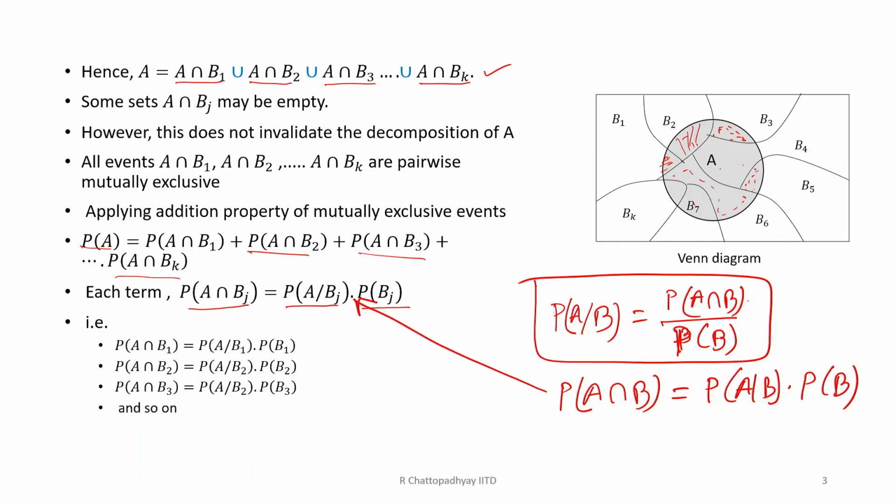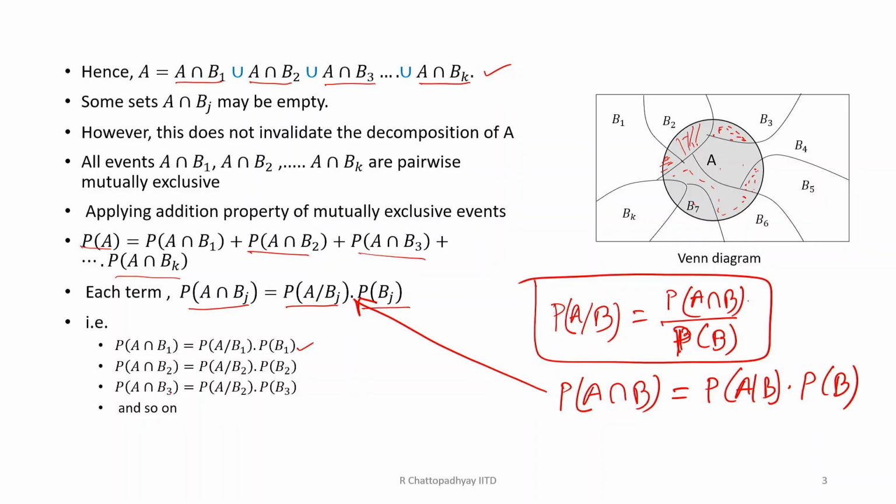Same thing I am writing here. So in that case, P(A intersection B1) is P(A given B1) into P(B1). P(A intersection B2) is P(A given B2). This will be read as P(A given B2). It's not P oblique A oblique B1, or A divided by B1. Don't read it like that. It basically means the probability of the event A given that B has happened.